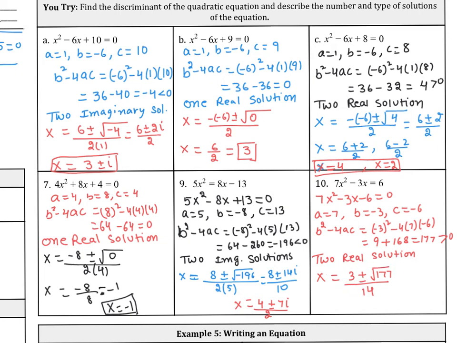3 plus or minus, so the quadratic formula is negative b plus or minus the square root of b squared minus 4ac. So b squared minus 4ac is 177, divided by 2a. 2a means 7 times 2, that is 14. And now you're going to have two solutions. You have 3 plus the square root of 177 divided by 14, and you have 3 minus the square root of 177 divided by 14. So these are the two real solutions of this problem.